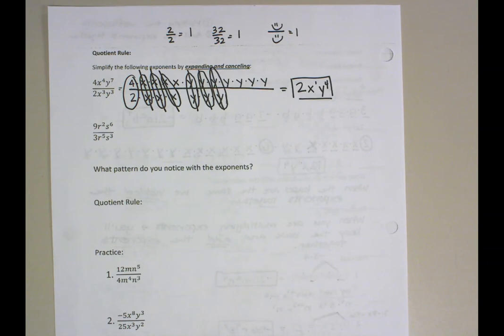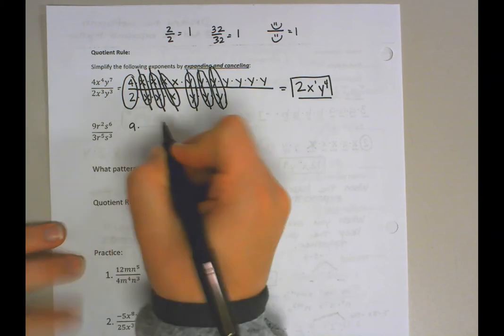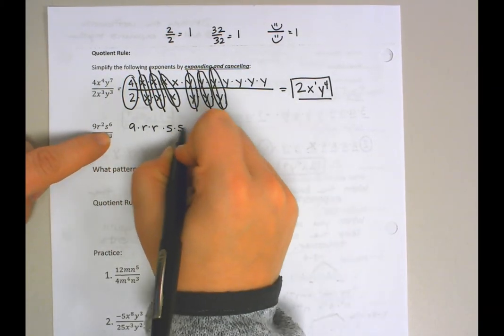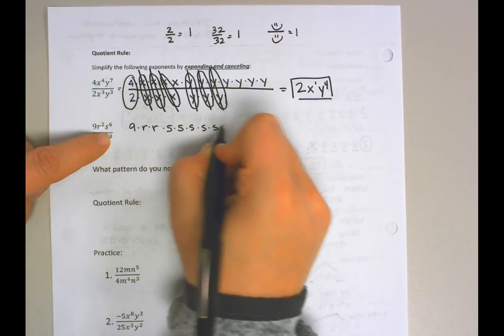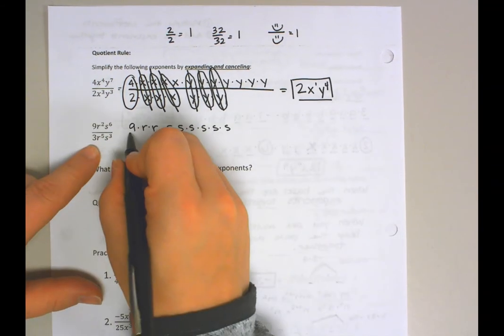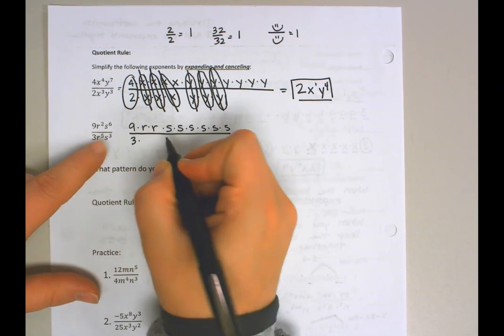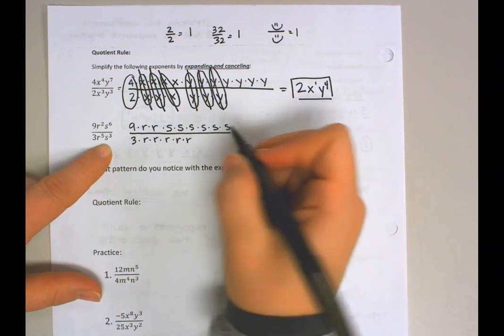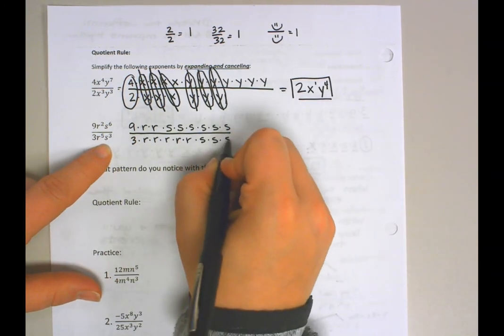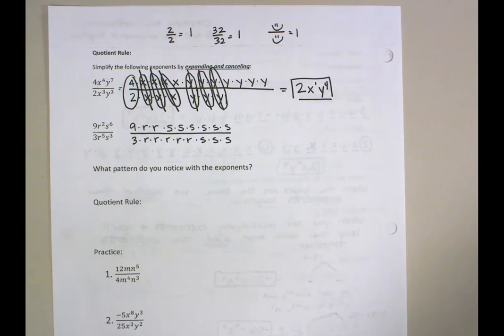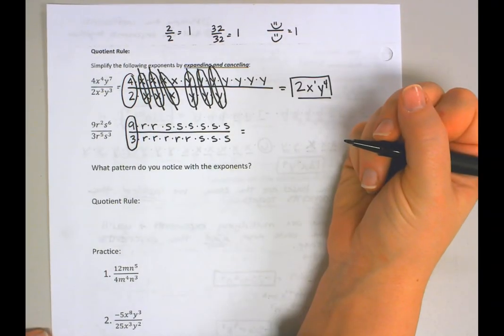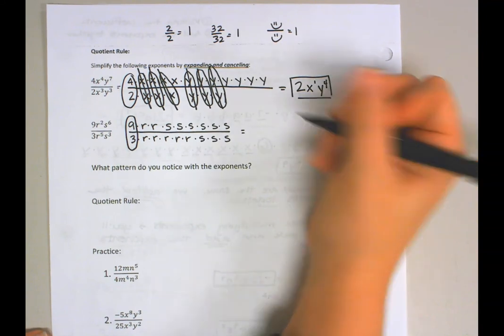All right, so let's try this for the next one. Again, we're going to expand this out. So I've got 9. I have 2 r's, so r and r. I have 6 s's, 2, 3, 4, 5, 6. And then at the bottom, I have 3. I have 5 r's, 2, 3, 4, 5, and I have 3 s's. Again, I'm going to take these numbers in the front and divide them. We divide those coefficients. So 9 divided by 3 is 3.